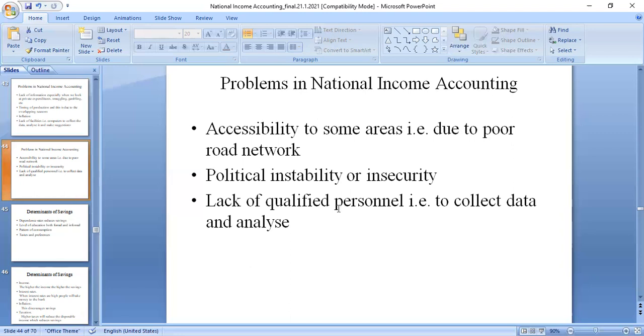Then another problem is lack of qualified personnel to collect the data and analyze it. Of course, these people that are collecting the data have to be qualified. Otherwise, if they are not fully qualified, we may end up getting wrong data, because we need people that are knowledgeable in that area, that know what they are doing. So of course it requires spending. It comes with a cost. You have to get qualified personnel, but in most cases you may find that they are not enough.